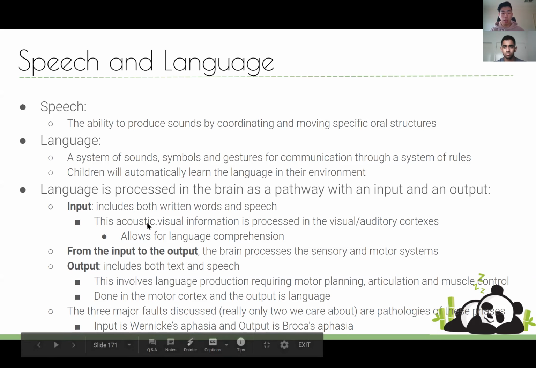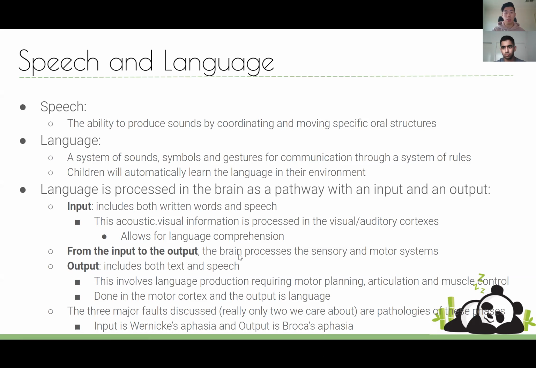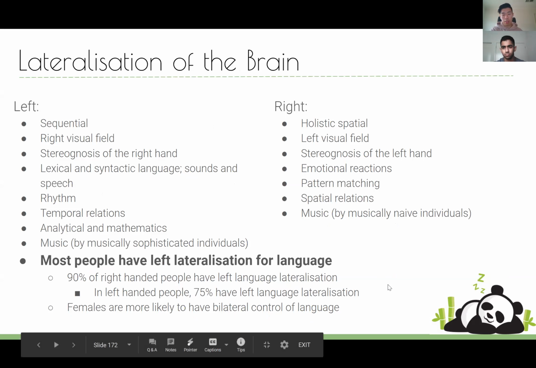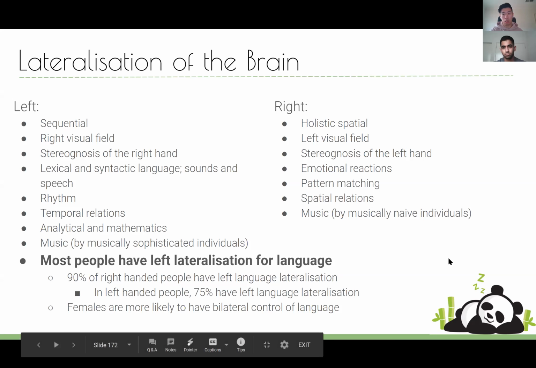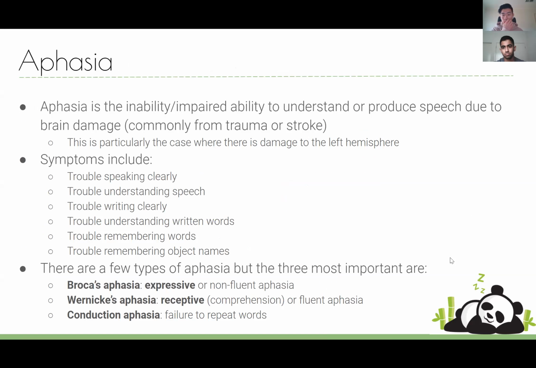The third one is conduction aphasia, where there's a problem in the middle stage of transferring information across, where the problem is repeating words. I wouldn't commit this to memory, but it was present. The key thing is that most people have left lateralization for language, like Gavin said yesterday. So we'll move on from here. All right, so aphasias are the inability or impaired ability to understand or produce speech. They have symptoms with words and speech. There are three main types.